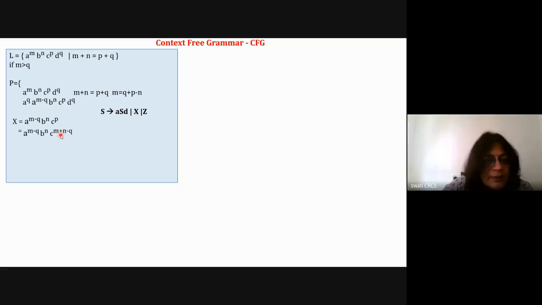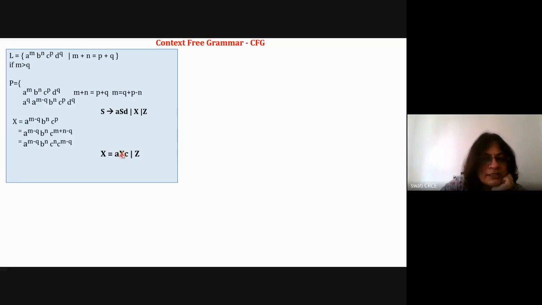So I will again split that C, number of C's. And I can rewrite it as A raised to M minus Q, B raised to N, C raised to N, and C raised to M minus Q. So now it is simplified. So my X is number of A's here and number of C's here, M minus Q times the number of A's and C's. So I will say that my X is equal to AXC any number of times.